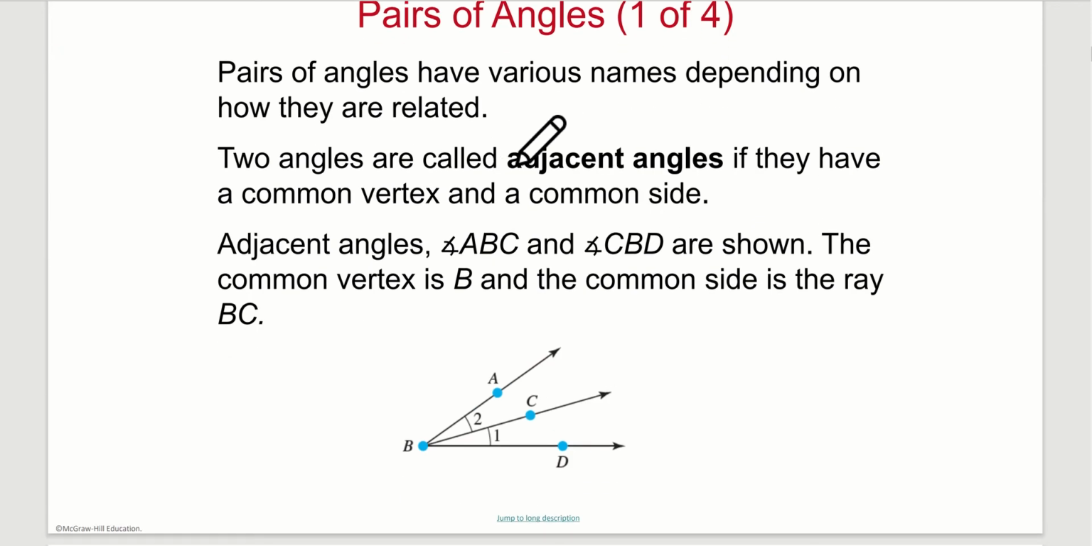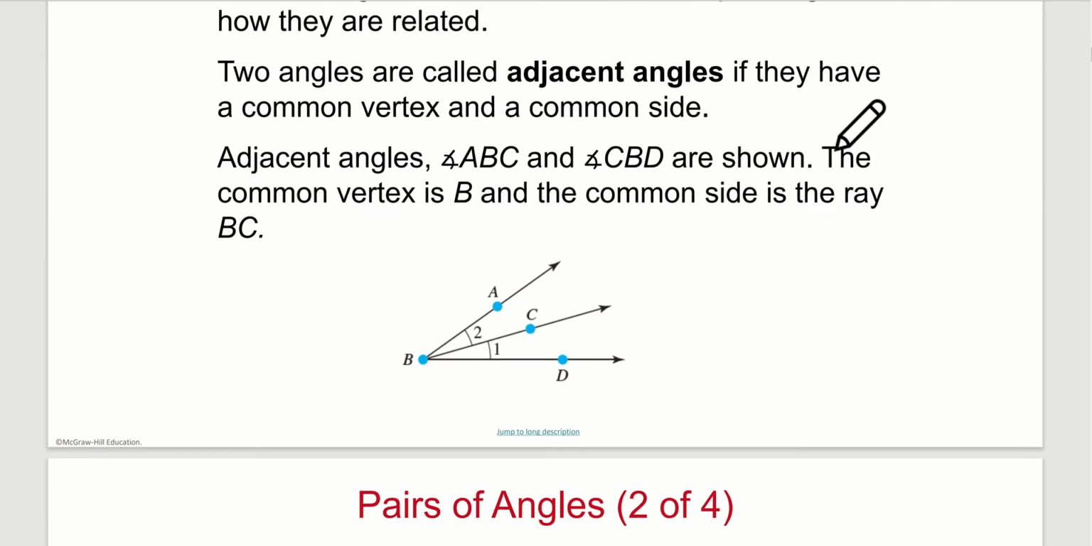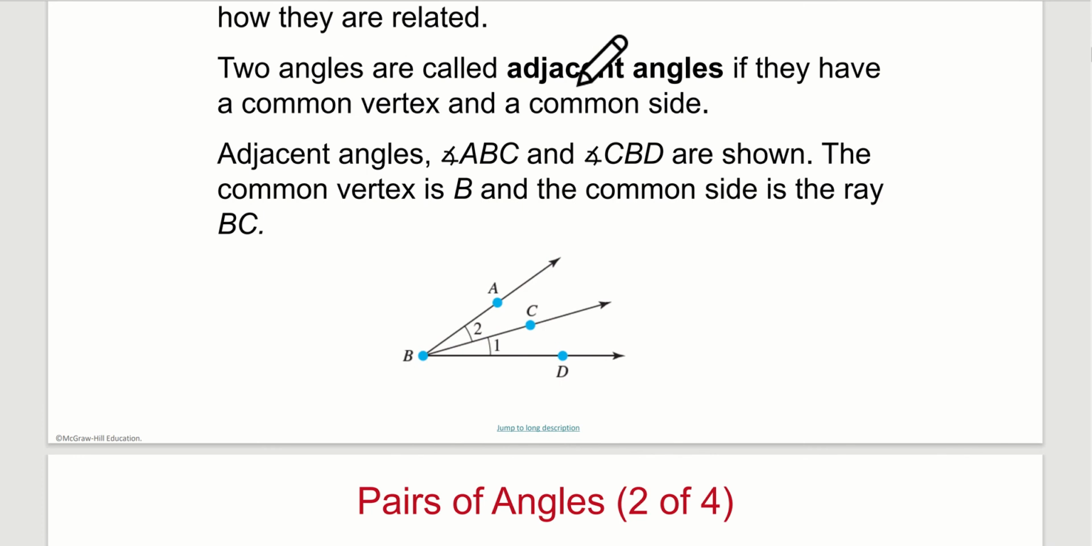The next thing we're going to discuss is pairs of angles. Two angles that share a common side are referred to as adjacent angles. For example, if we look at angle 2 and angle 1 as they're measured here, these two would be adjacent angles. The reason they're adjacent angles is they share the common side BC. So segment BC both helps to form angle 2 and helps to form angle 1, and therefore we would say that angle 1 and angle 2 are adjacent angles.